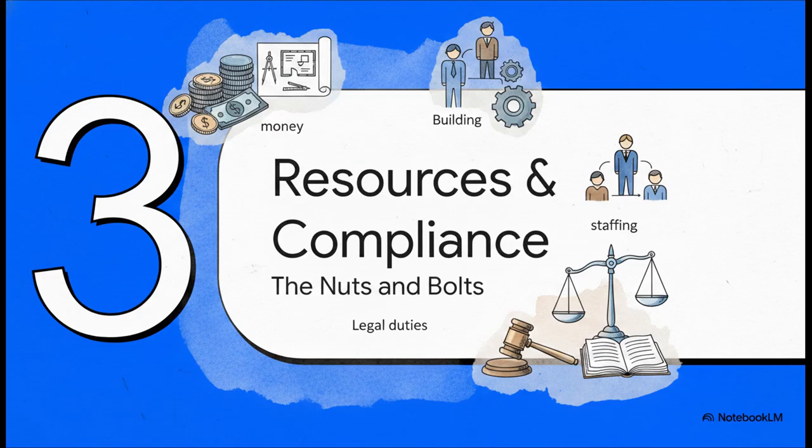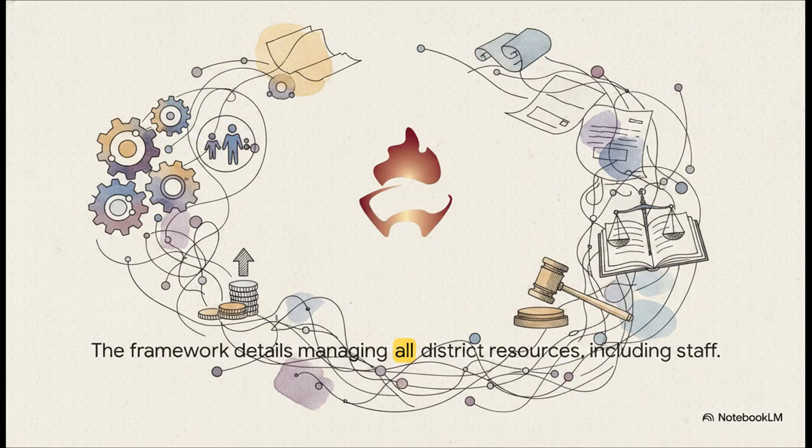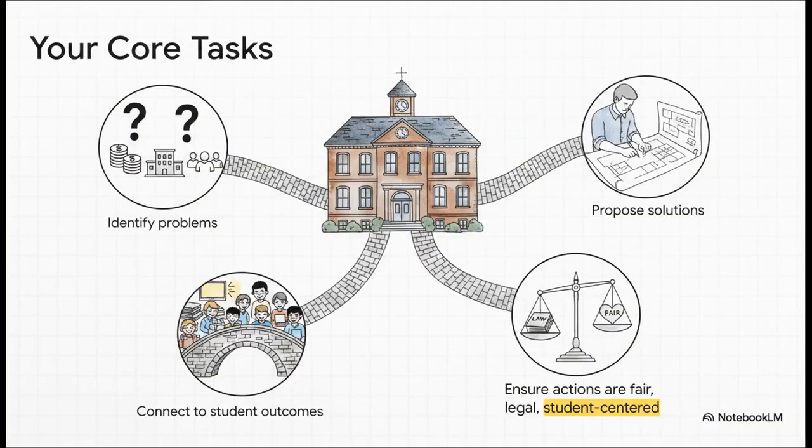All right, next up, you've got to prove you can handle the nuts and bolts of the district. We're talking about the money, the buildings, the staff, and all the legal stuff that keeps the lights on and the doors open. And yeah, you guessed it, the official document for this section is also pretty hefty. It covers everything from operations to finance to legal compliance. Again, it's all in there, but it can feel like trying to drink from a fire hose. So let's translate that. Your job here is to spot problems with money, with buildings, with people, and then come up with practical, evidence-based fixes.